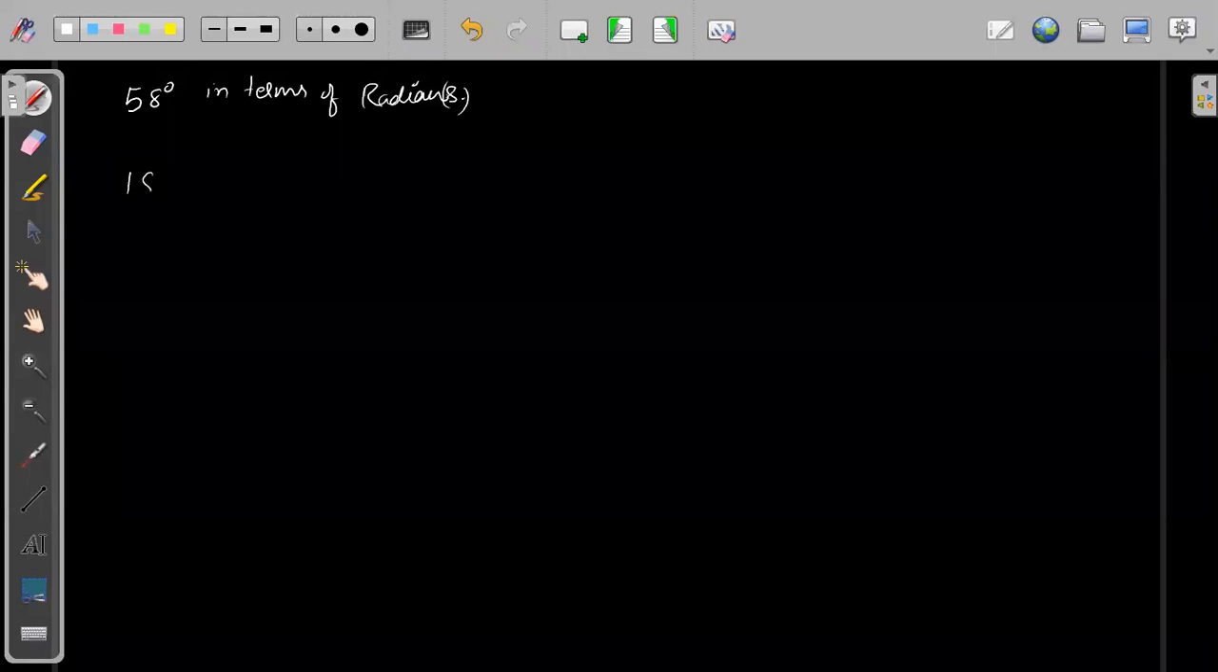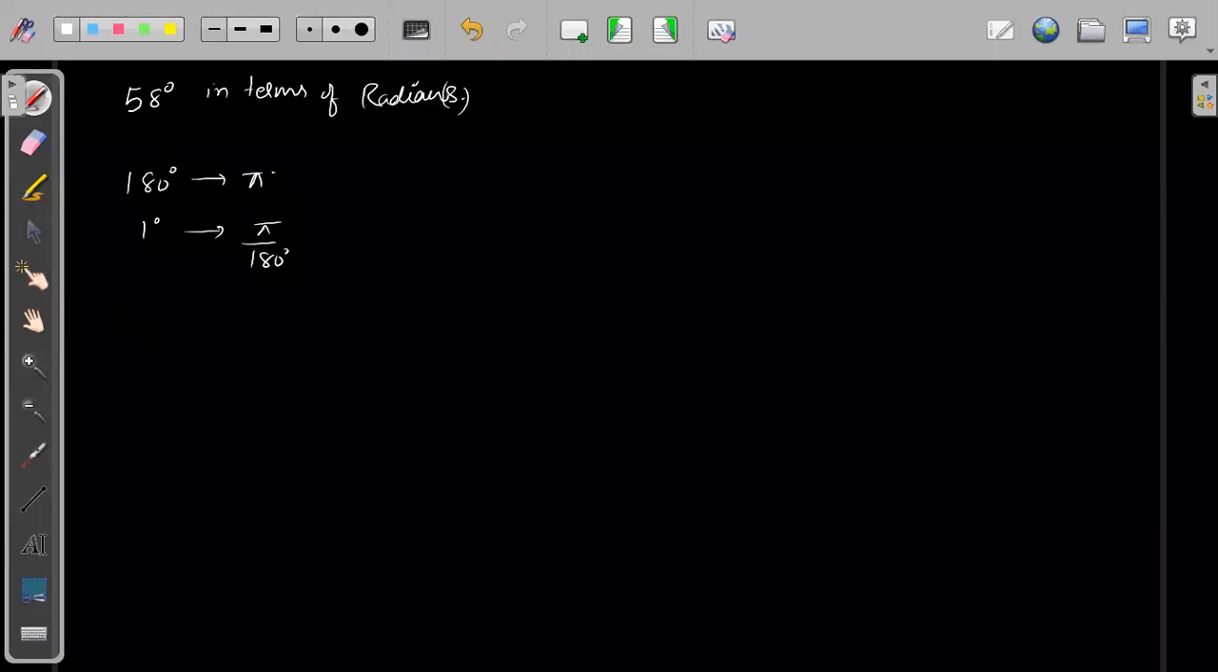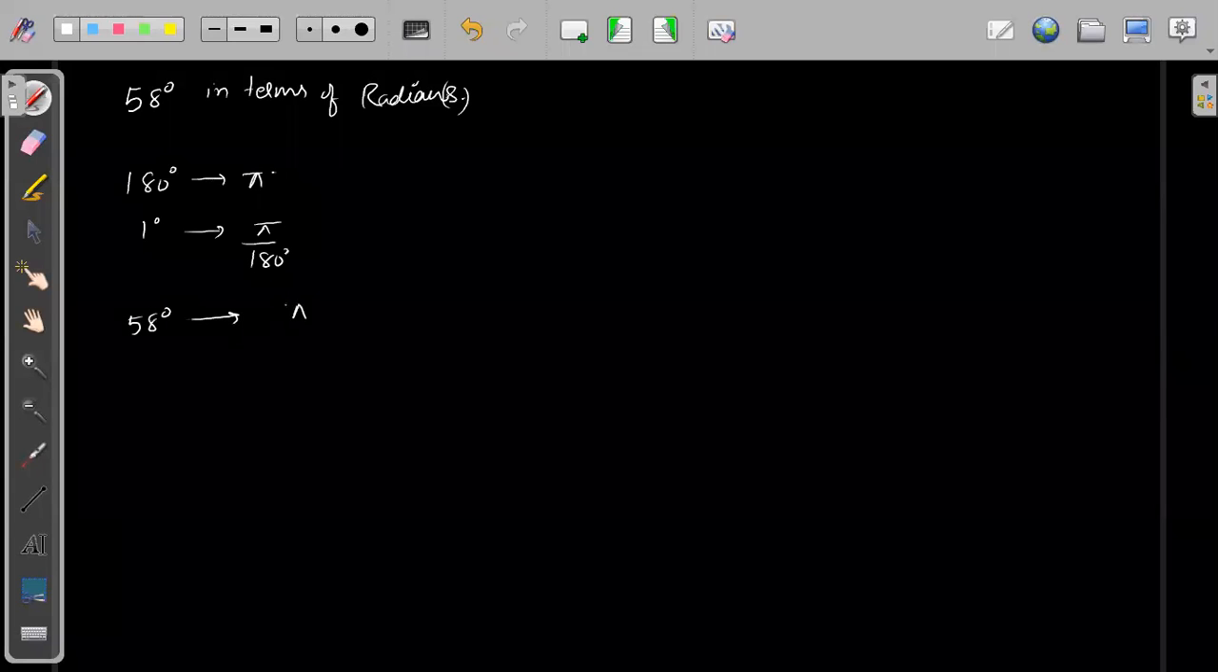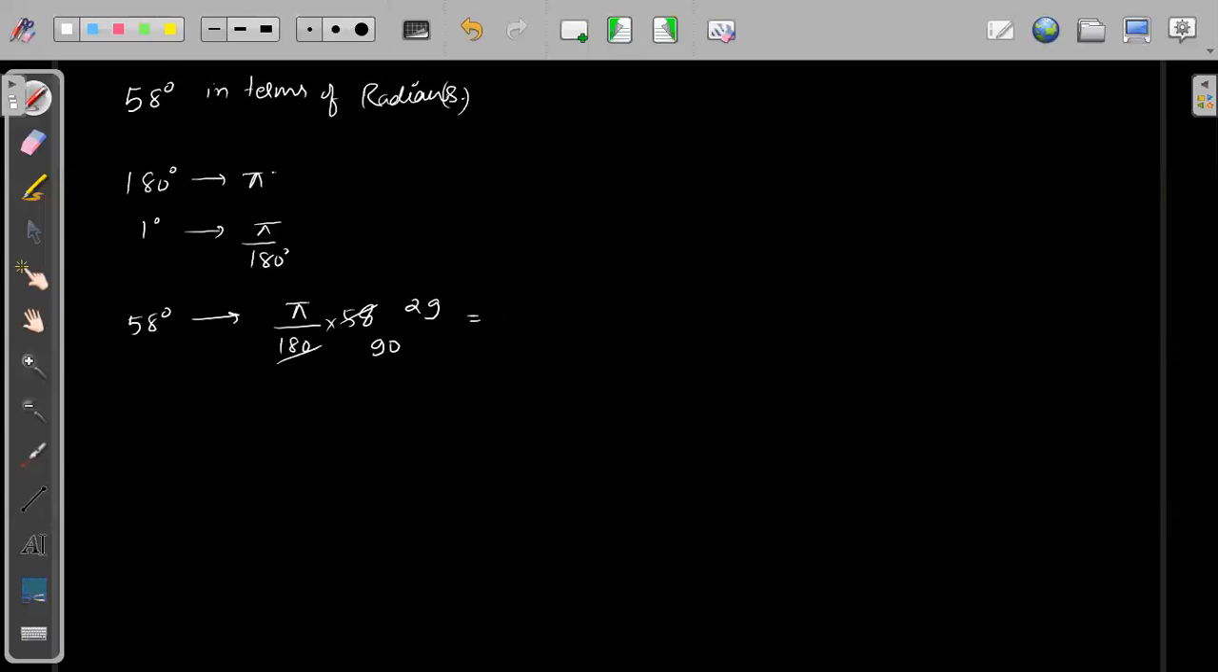So we know 180 degrees is pi radian. So 1 degree will be pi by 180 radian. So 58 degrees will be pi by 180 into 58. If I divide by 2, this is 29 and this is 90. So this is 29 pi by 90. Understood? Everybody understood? Just check this. I hope everybody understood.